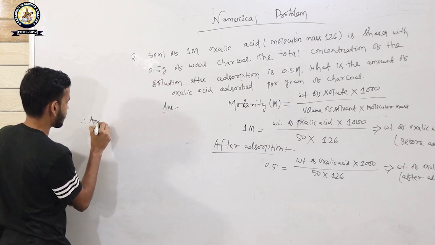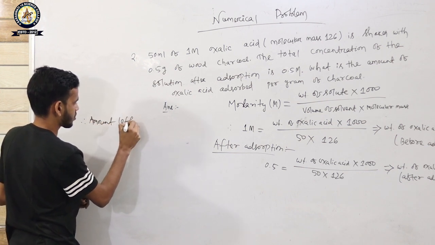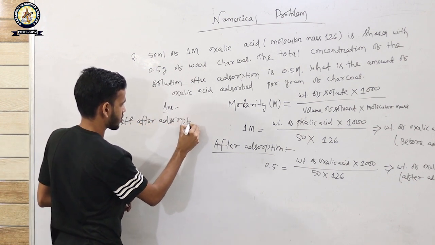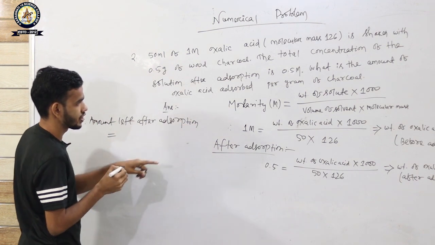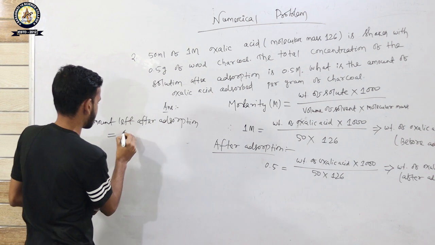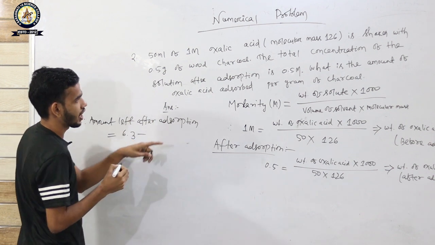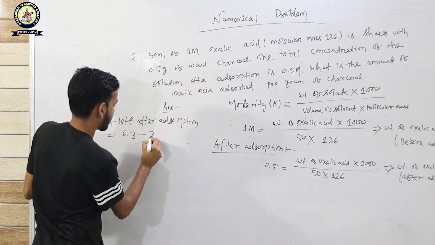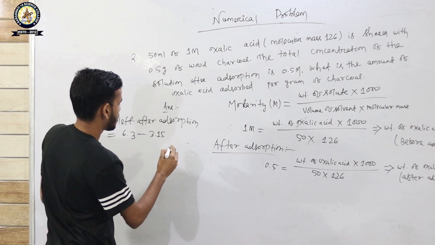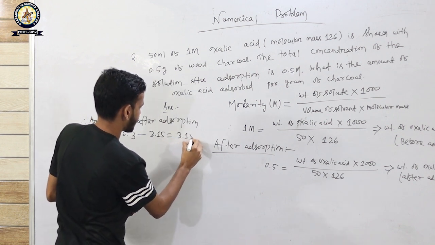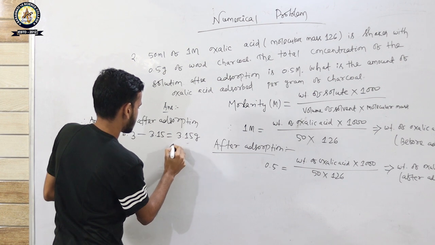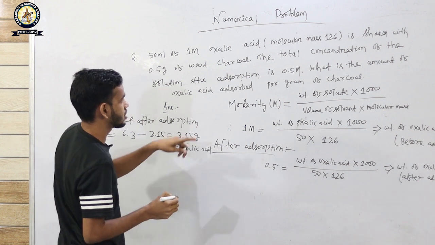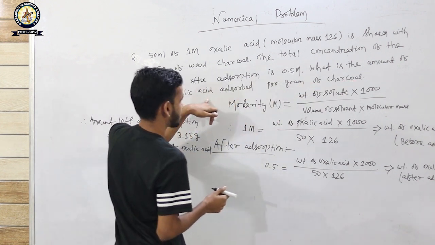So the amount left after adsorption: initially we have this 6.3 gram of oxalic acid, and after this adsorption process, the 3.15 gram of oxalic acid is actually adsorbed, so the remaining is actually 3.15 gram of oxalic acid that is left.